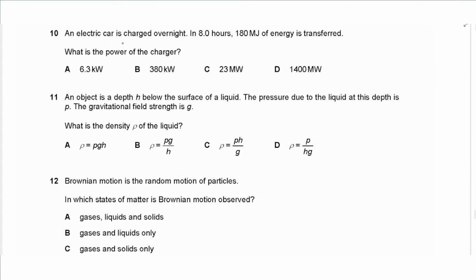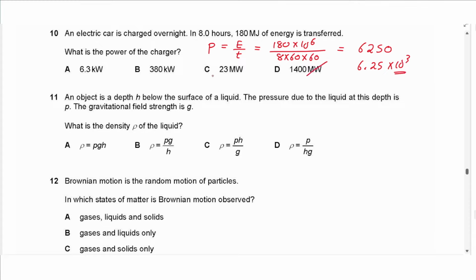Question 10 says an electric car is charged overnight in 8 hours. 180 megajoules of energy is transferred. What is the power of the charger? So power is equal to energy divided by time. So we have the energy, 180 times 10 to the power of 6, divided by the time, which is in seconds. So we have 8 hours multiplied by 60 minutes multiplied by 60 seconds. That gives an answer of 6,250. So that's approximately 6.25 times 10 to the power of 3, which is kilowatts. So the ones in megawatts are rejected, and the answer would be A, 6.3.